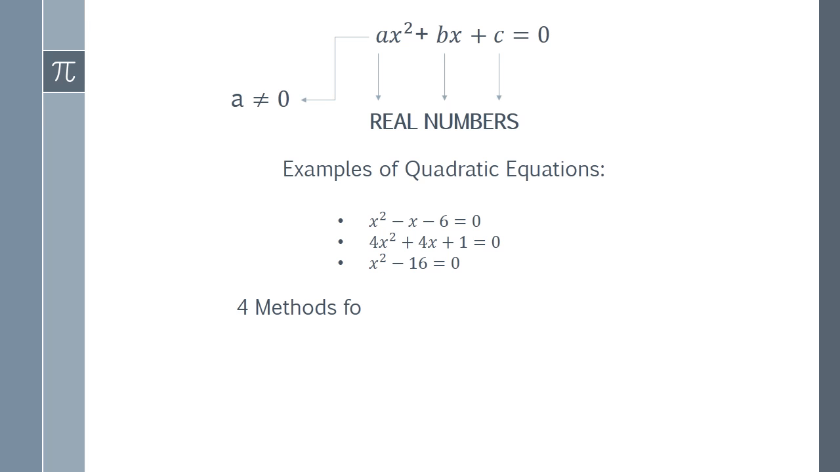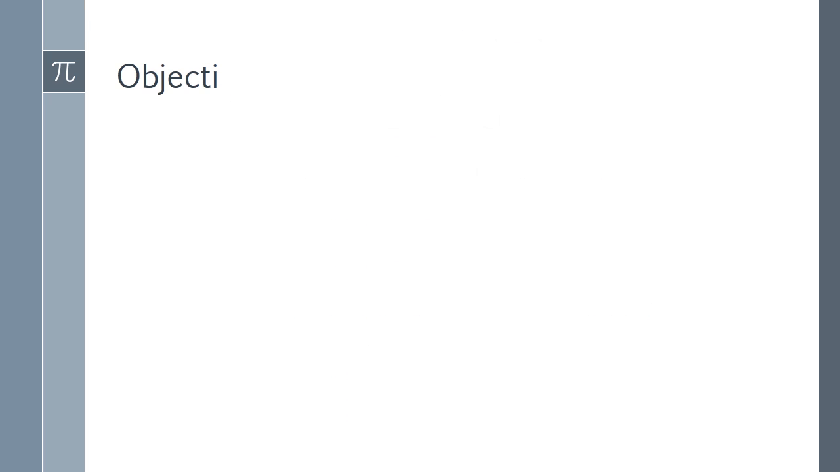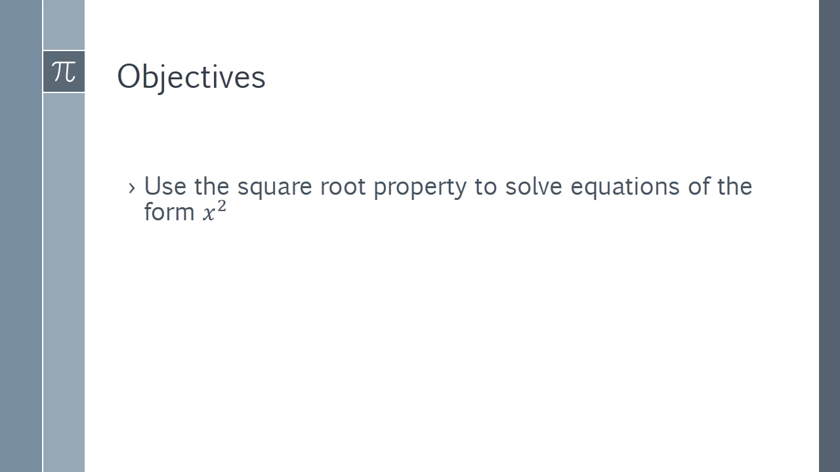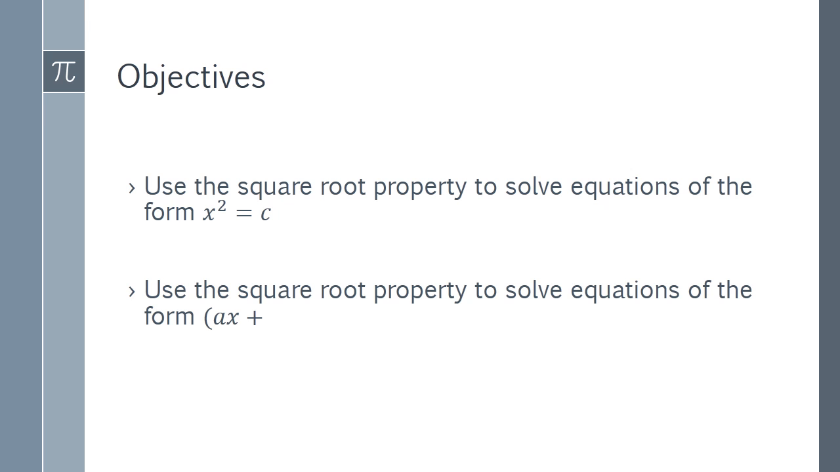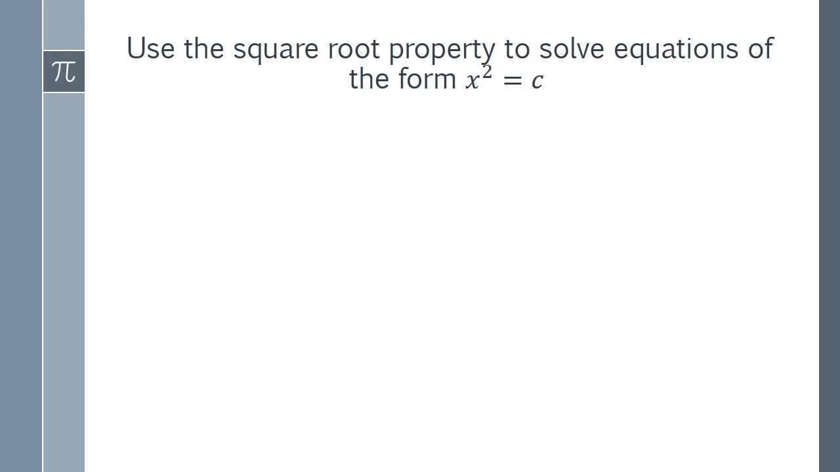In this section, you will encounter 4 methods for solving quadratic equations: factoring, extracting square roots, completing the square, and the quadratic formula. But we are going to focus on extracting square roots. Objectives: use the square root property to solve equations of the form x squared equals c, and use the square root property to solve equations of the form (ax plus b) squared equals c. First, we're going to use the square root property to solve equations of the form x squared equals c.